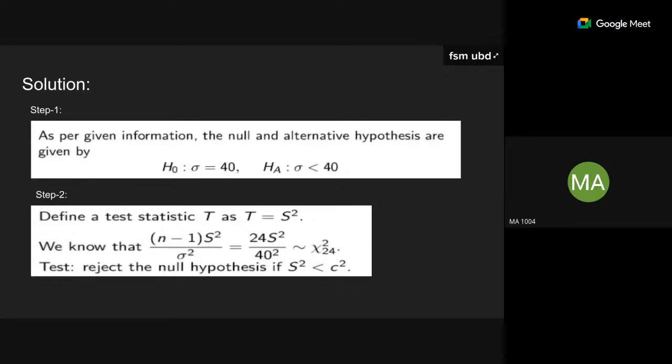Now define, as we are testing for variance, our test statistic T is equal to S square. And as the test statistic involves sample variance, I know a distribution which takes sample variance as a variable, which is the chi-square distribution. People who know the chi-square distribution, recall: n minus 1 times S square divided by sigma square will follow chi-square with n minus 1 degrees of freedom.